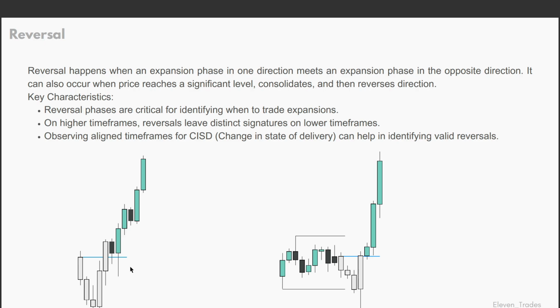The reversal is the important phase of price delivery we will need, because a transition in a higher time frame phase of price delivery will lead to a reversal on the lower time frames. For example, a higher time frame, a daily time frame retracement will lead to a lower time frame change in the state of delivery. A higher time frame leaving a consolidation range will lead to a change in the state of delivery and a reversal on the lower time frames. So the reversal phase is the most important one, because every phase of price delivery is followed by that reversal signature on the lower aligned time frame.